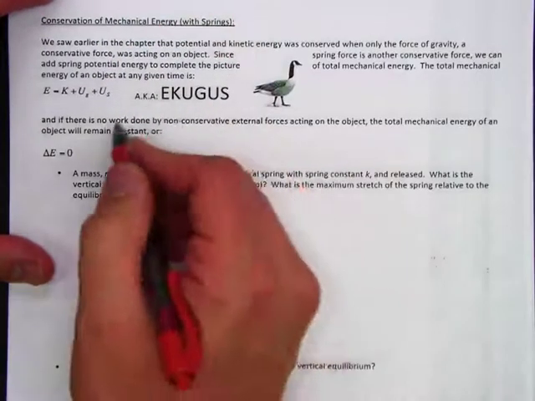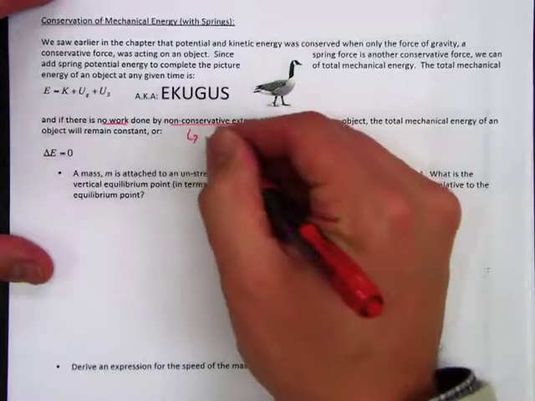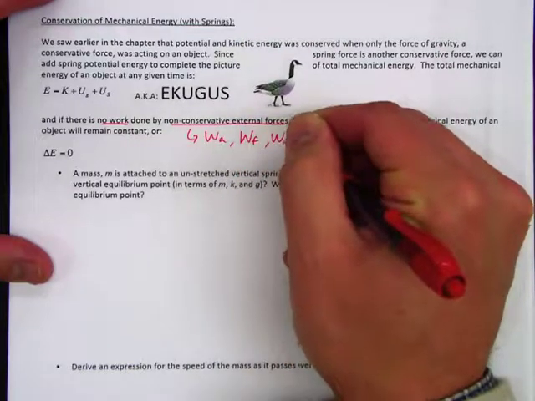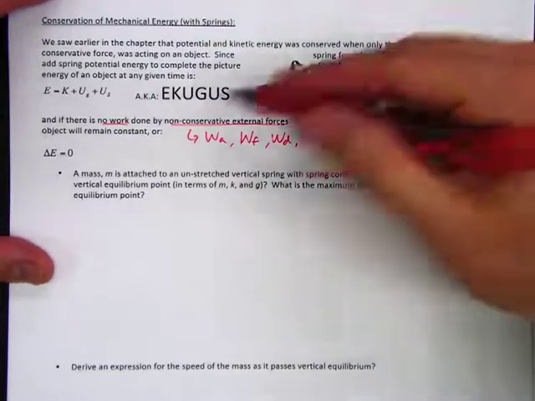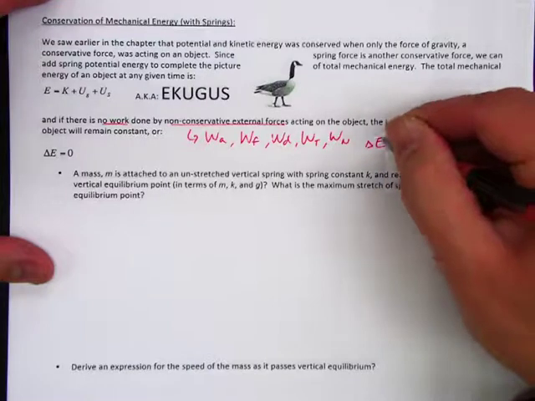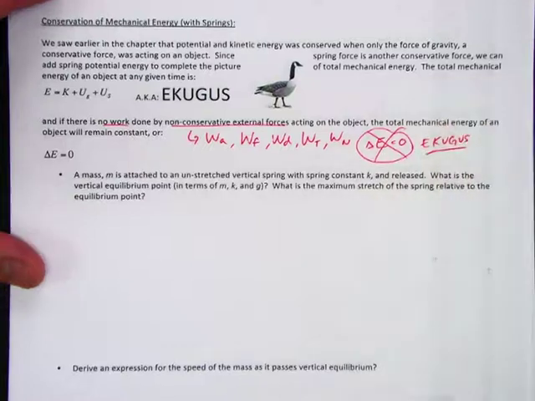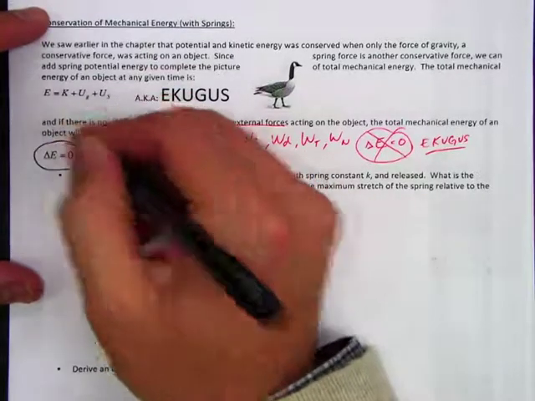Also ask yourself, is there any work done by any non-conservative external forces acting on the object? So this would be the work done by an applied force, the work done by friction, the work done by a drag force, even tension and normal. They're non-conservative forces. If any of these are doing work, you cannot use delta E equals 0 for the equation. So be very particular when you read the problem to see that it is a situation where you only have conservative forces in play. Therefore, you can use conservation of mechanical energy, delta E equals 0.